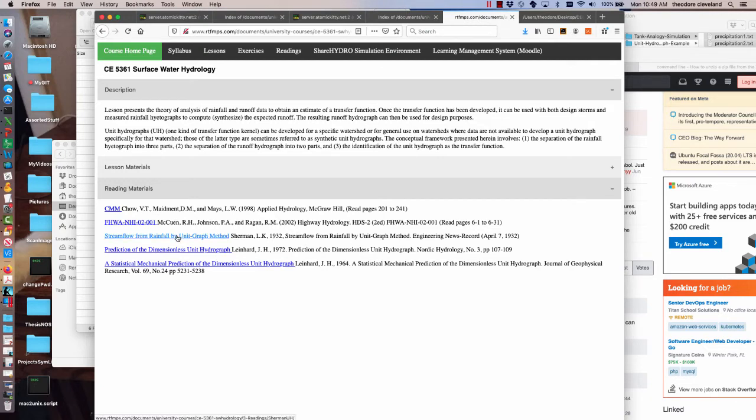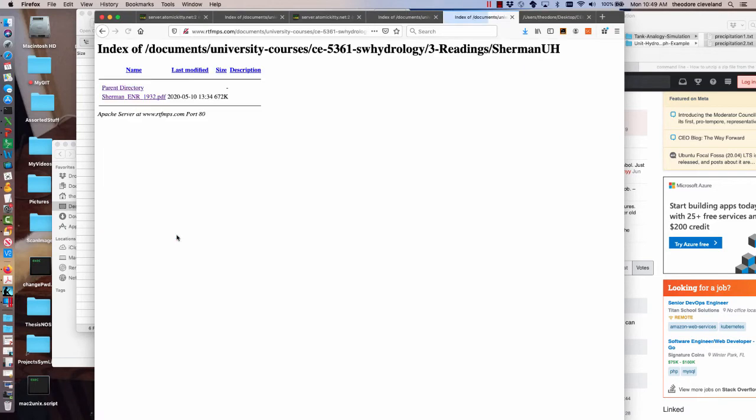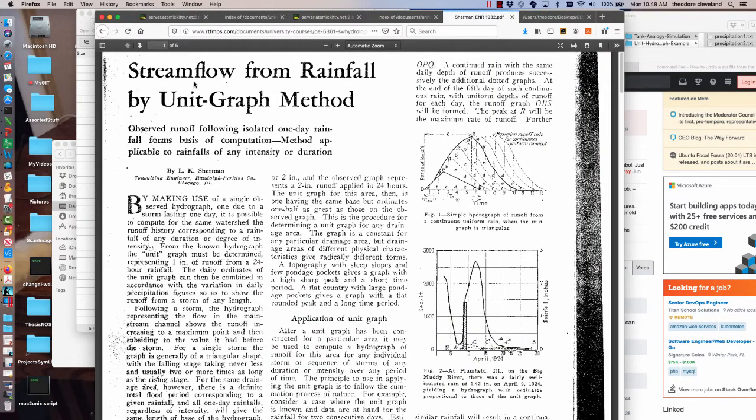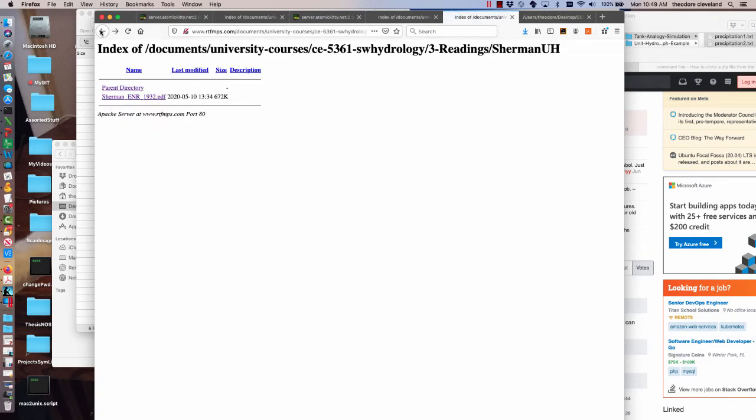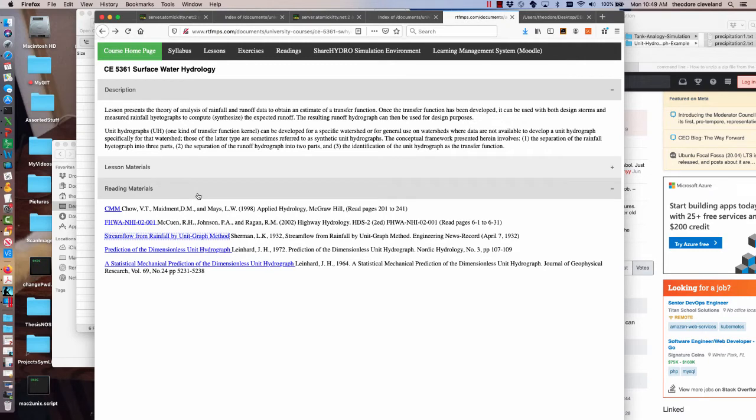One is Sherman's original paper from 1932. I'll verify that it's there. It is. Called Stream Flow from Rainfall by the Unit Graph Method. You should read that for having a history of the method as it applies today.